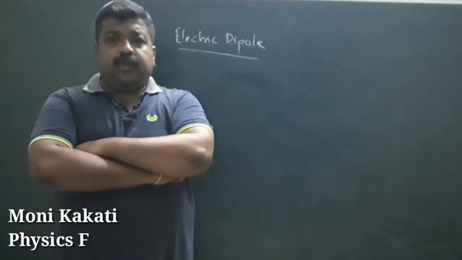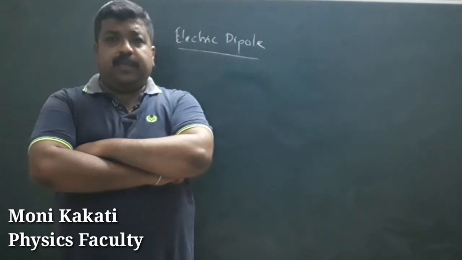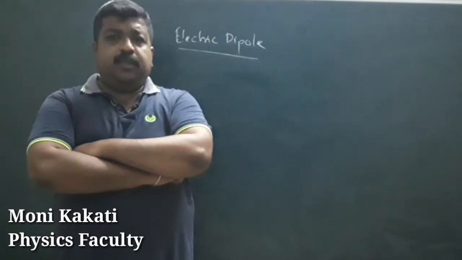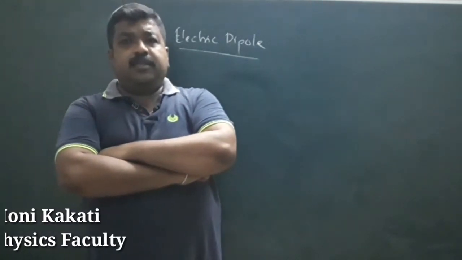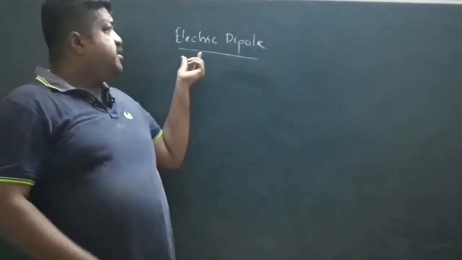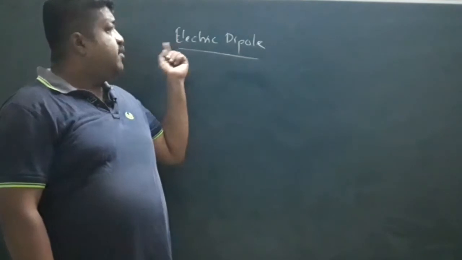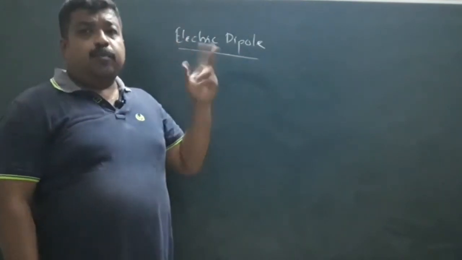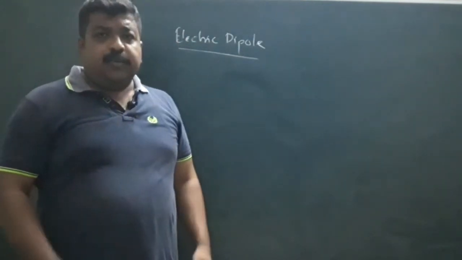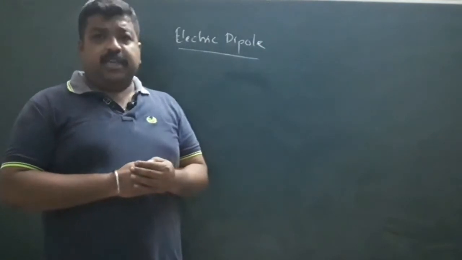In this video I am going to discuss the topic electric dipole. Now, as the name suggests, electric dipole means it has two polarities, which are contributed by two opposite kinds of charges. Now basically, what is the origin of this dipole?